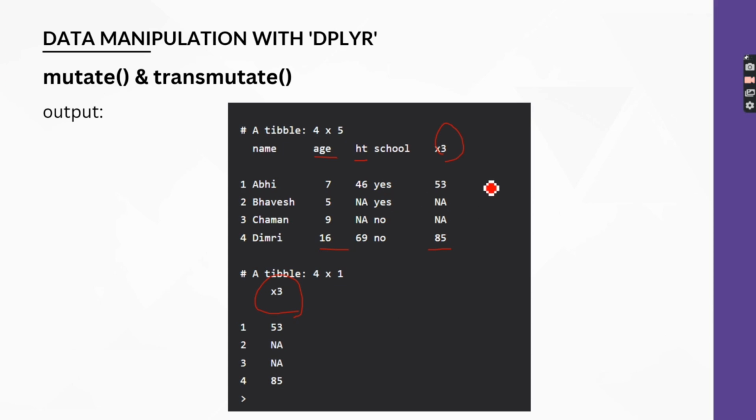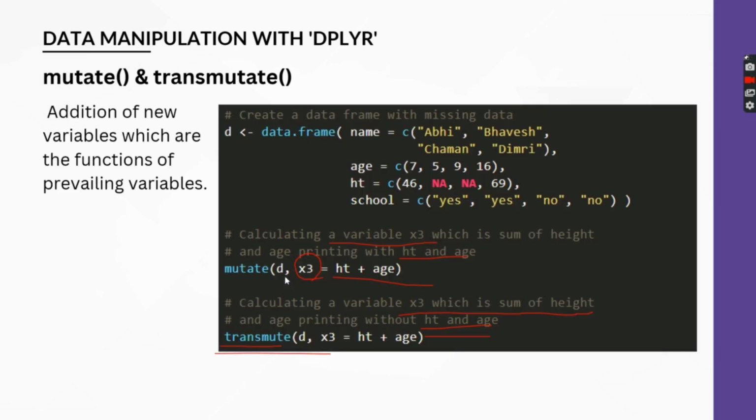Both are going to give us the same output for the same code, but we are not going to get these two extra pieces of information in transmutate. This is what mutate and transmutate do. As the word says, it mutates the data frame into something that we have asked for. It delivers us a mutated version of the data frame.